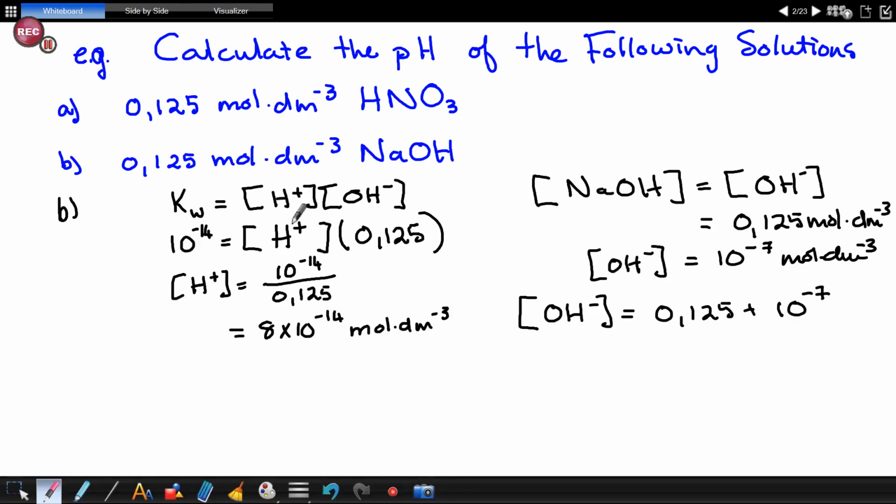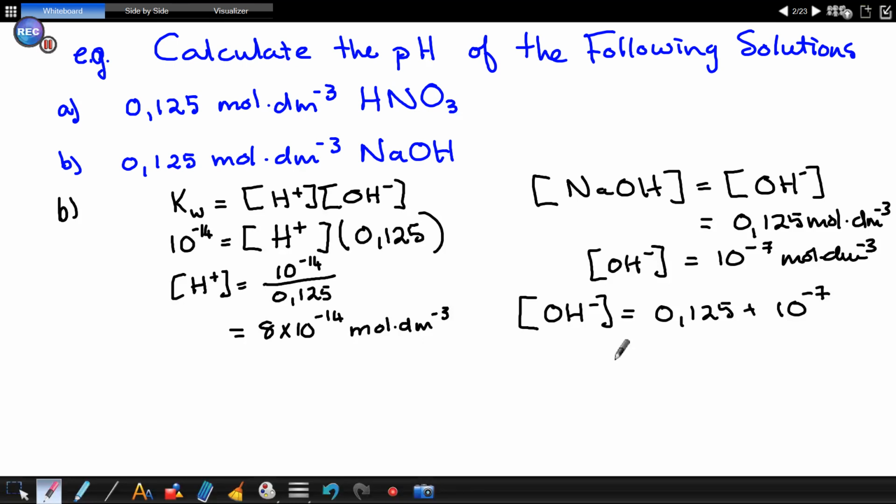In water, the concentration of hydrogen ions is 10 to the minus 7. And in water, the concentration of hydroxide ions is 10 to the minus 7. That's where the 10 to the minus 14 comes from. But now you have added sodium hydroxide to the water. What's the new concentration of the hydroxides?